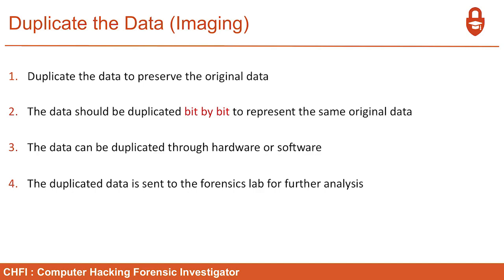The data can be duplicated either by hardware or software. It depends. If as a forensic investigator you have hardware devices with you, you can take the image at the crime scene itself, or otherwise you can bring it to the laboratory and, using some kind of software or that particular hardware as well, you can take the image. The duplicate data is sent to the forensics lab for further analysis.